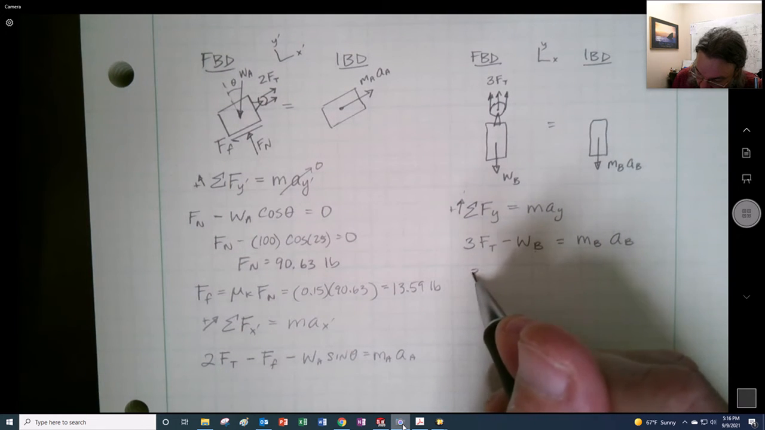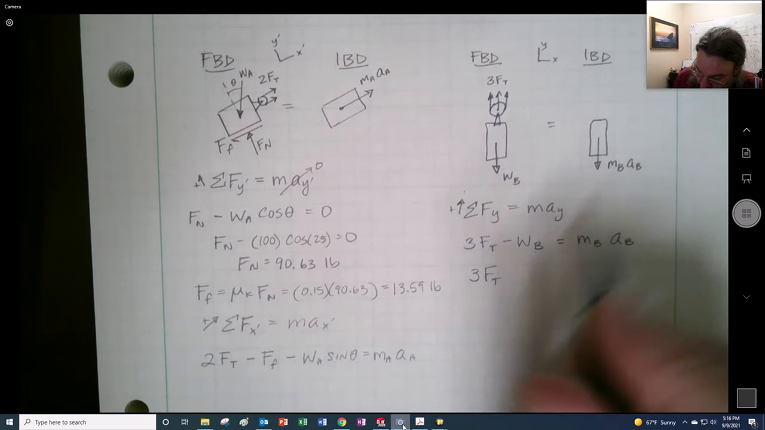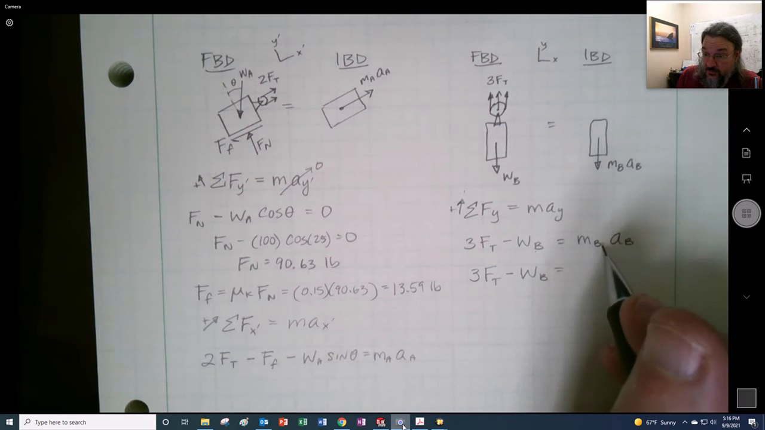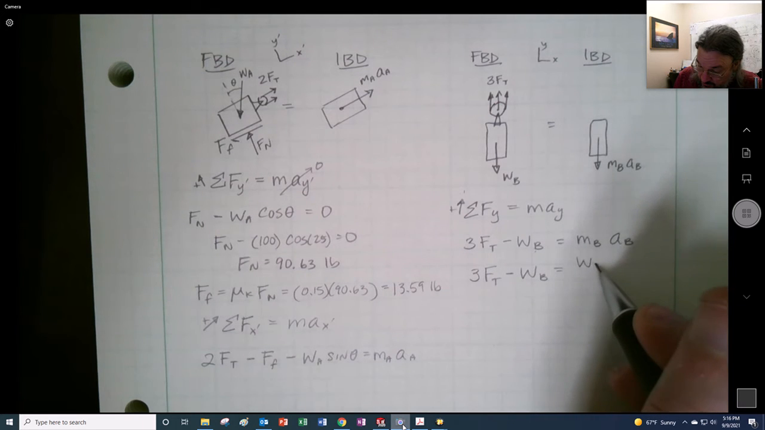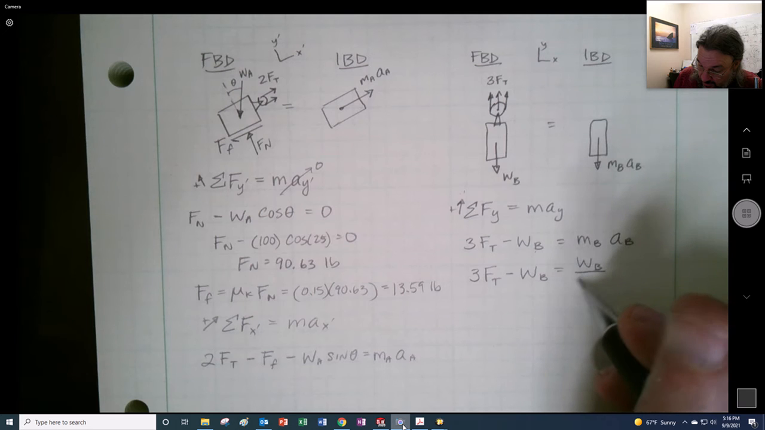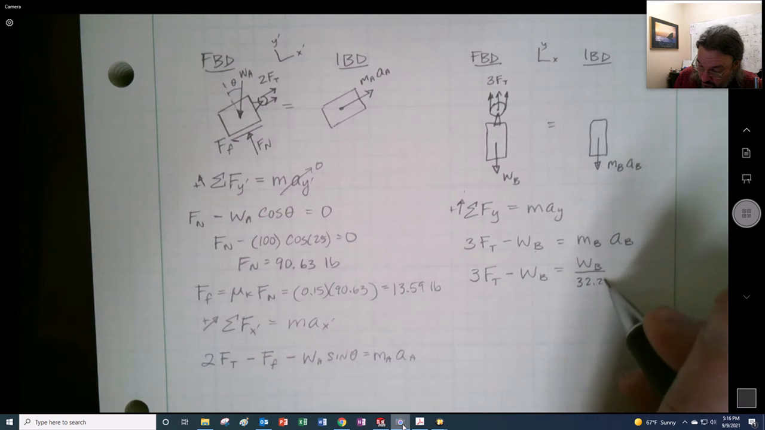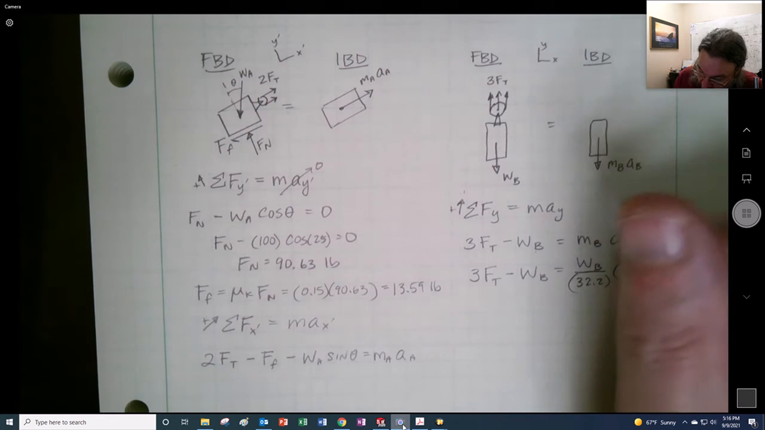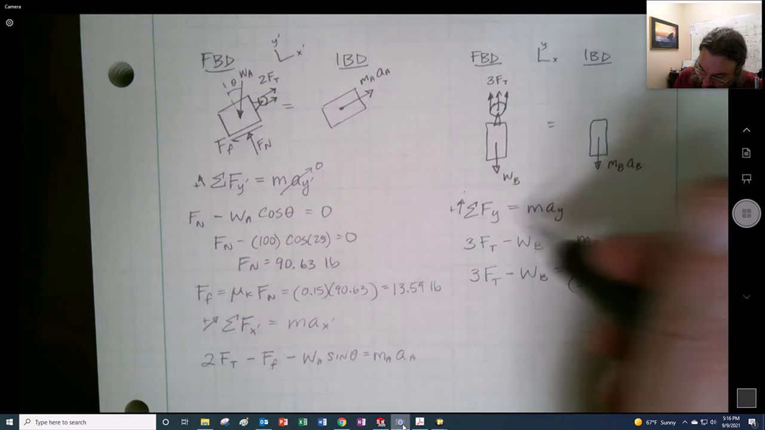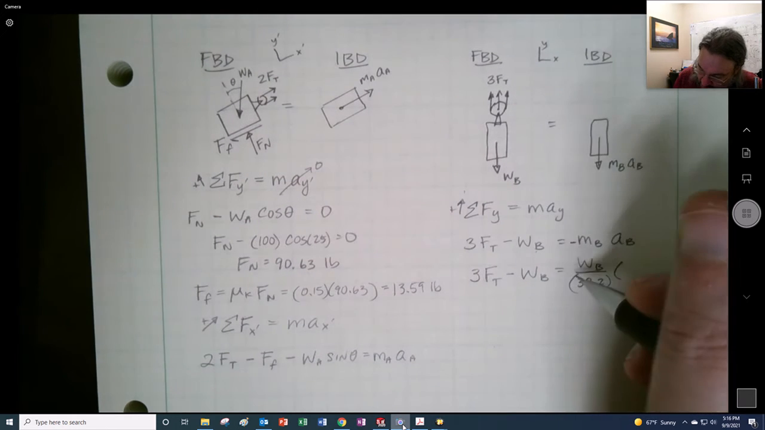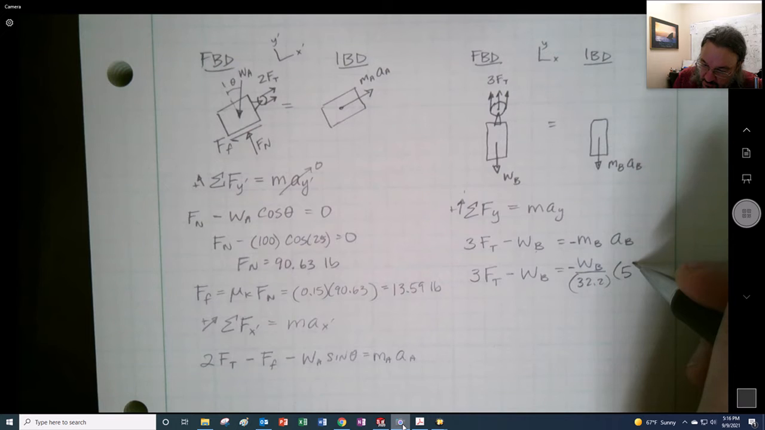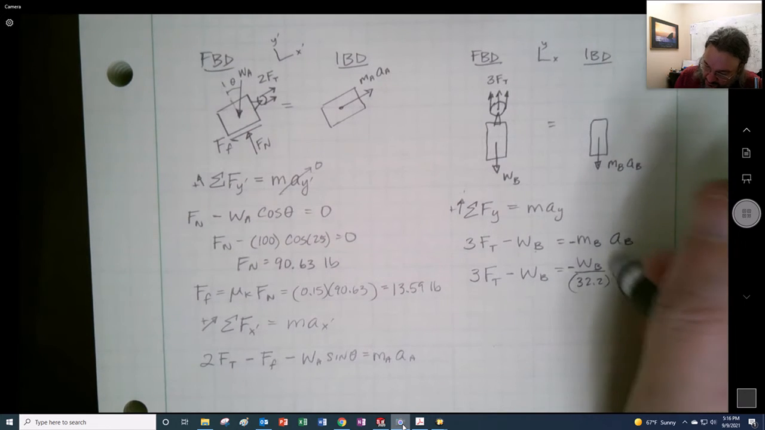So we have 3 times Ft minus WB equals, now the mass of this thing is going to be the weight of B divided by 32.2, times the acceleration. And I meant to make this negative, right? This should have been negative, because this is the negative direction right there. So this acceleration is 5, right? Nope. I'm sorry. My bad.